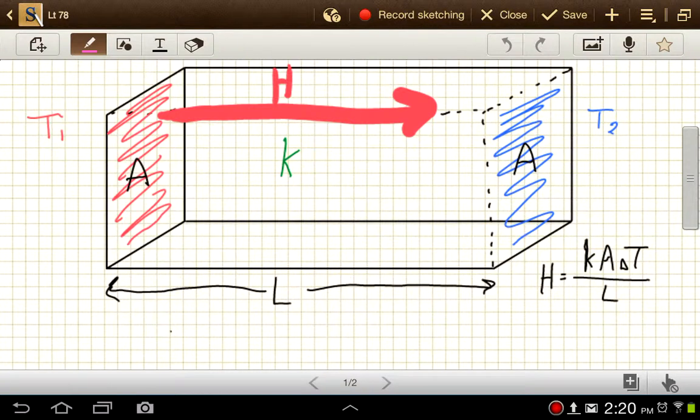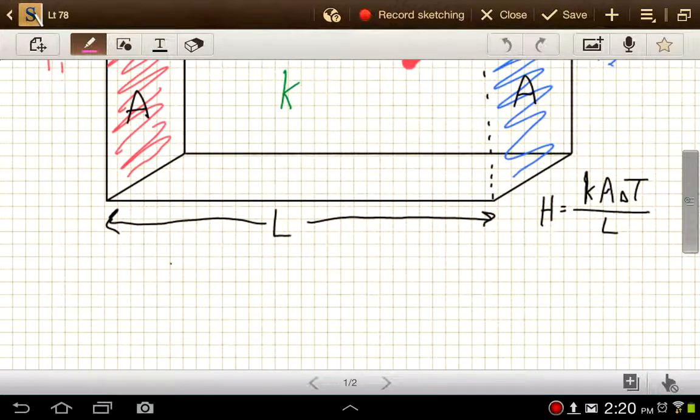And then the equation we get for the rate of heat transfer is right here. It's K, the thermal conductivity, times the cross-sectional area, times the difference in temperatures divided by L, the distance between the hot side and the cold side. And then H is the rate at which heat flows. So the units for H would be joules per second. So how many joules of heat energy transfer for each second that goes by.